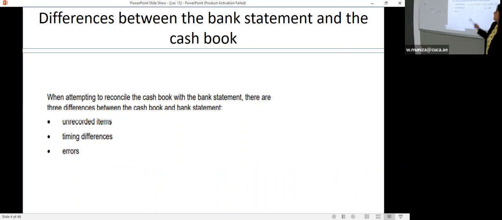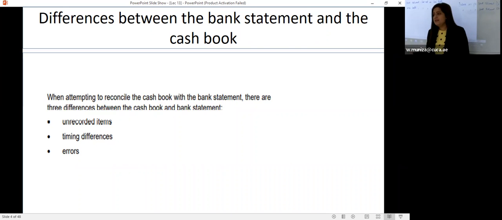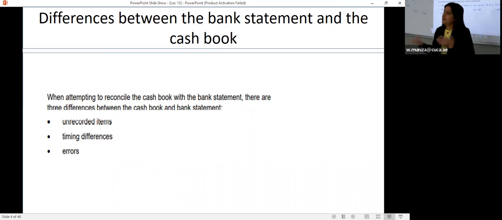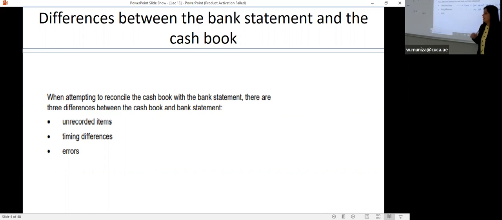The third category which is going to bring differences is due to errors. And errors can occur in both the cash book or in the bank statement. If the error has occurred in the cash book, you have to correct your cash book. If the error has occurred in the bank statement, you have to correct your bank statement. Clear now?